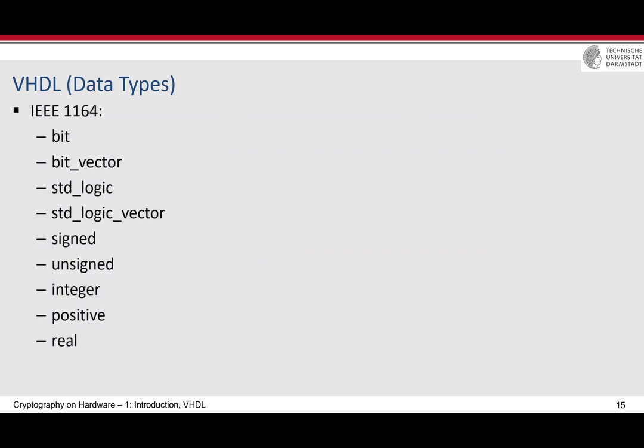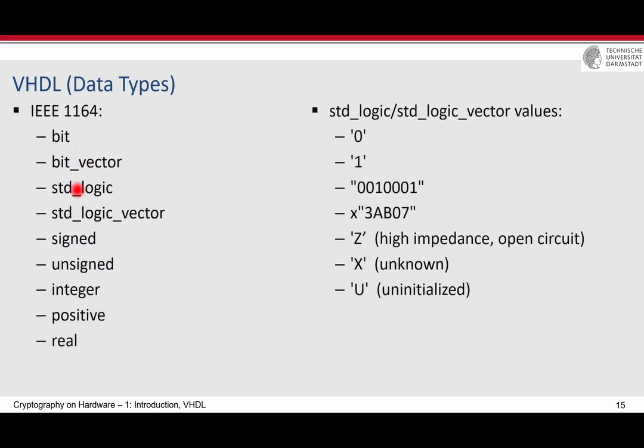The data types that we have are bit vector, std_logic, meaning standard logic, std_logic_vector, signed, unsigned, integer, positive, real, and something else. We usually deal with these two, std_logic and std_logic_vector, because they are standard logic values. Of course, we may deal with signed, unsigned, integer, and so on. But keep in mind that a std_logic_vector is exactly the same as a std_logic but with more than one element. A std_logic is a single bit, and a std_logic_vector is many single bits, more than one.